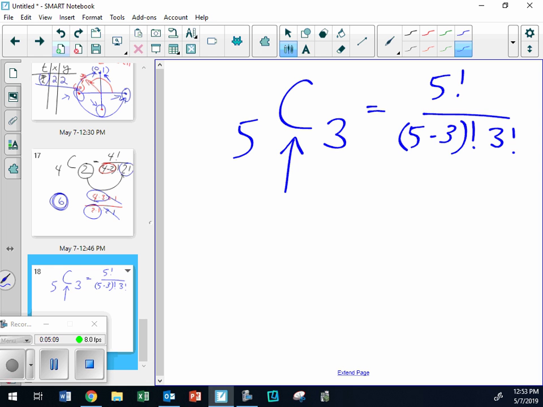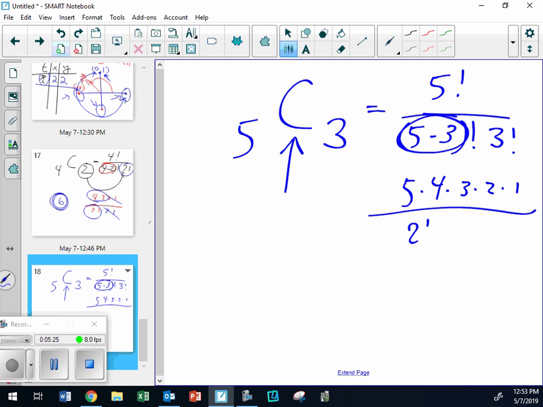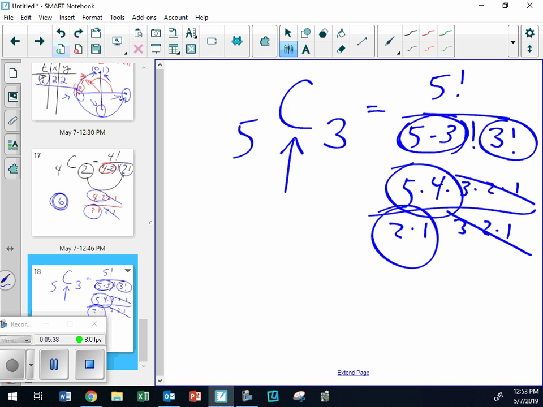What if I said 5C2? You could still do it, but a calculator wouldn't help. Okay, on the top, 5 times 4. On the bottom, 5 minus 3 is 2 factorial, which is the same as 2 times 1. And 3 times 2 times 1 for that one. And this will cancel. This, 20 over 2, answer's 10. Raise your hand if you had 10. Awesome. Now that one, the order didn't matter.